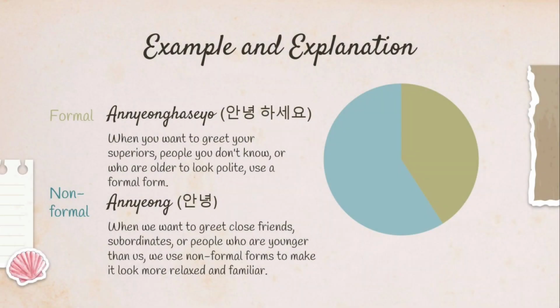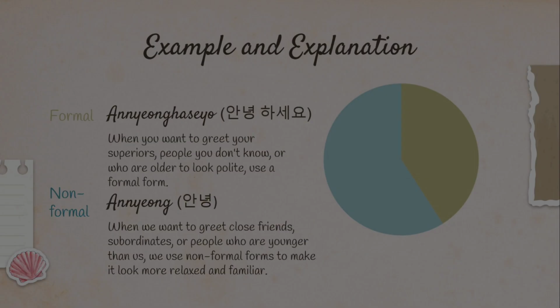Okay, my example and explanation. For formal, you say 안녕하세요 when you want to greet your superiors, people you don't know, or who are older, to look polite. Use a formal form. And for non-formal, you say 안녕 when we want to greet close friends, subordinates, or people who are younger than us. We use non-formal forms to make it look more relaxed and familiar.